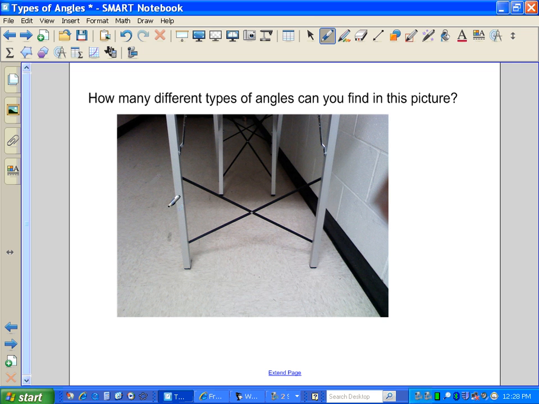Last question that I'll leave you with, how many different kinds of angles can you find in this picture? Of the ones we just went through, stop, pause for a second, answer a few. It'll lead you towards the project also.